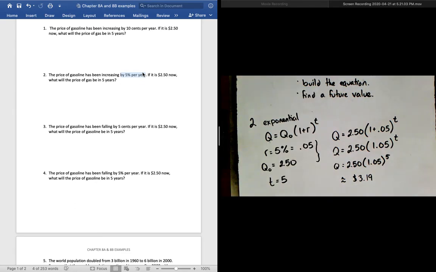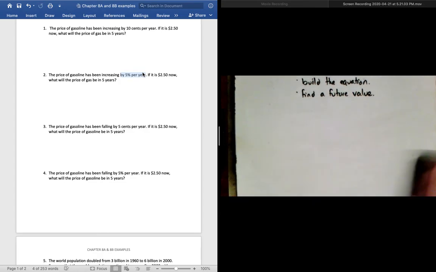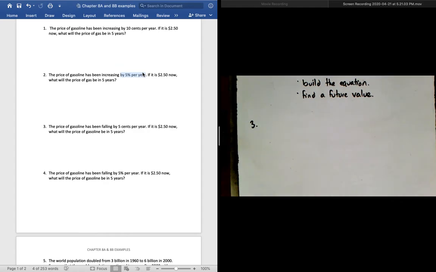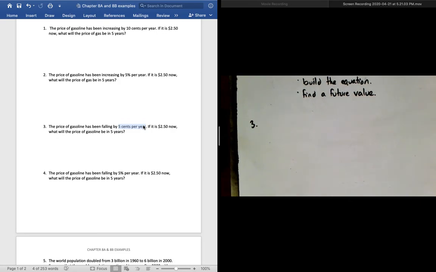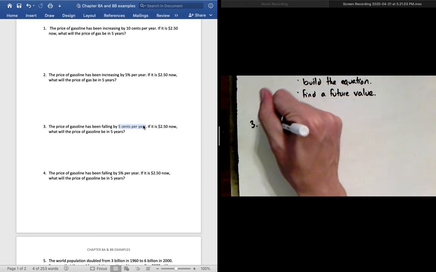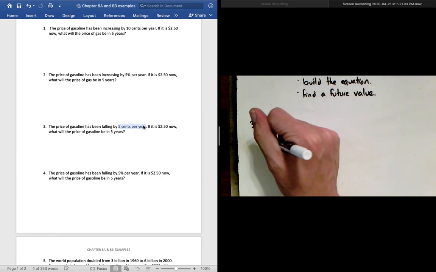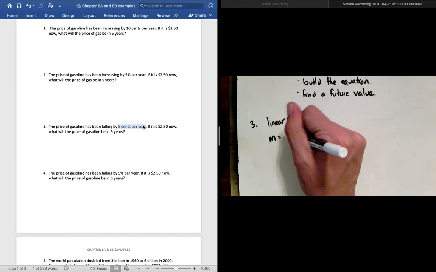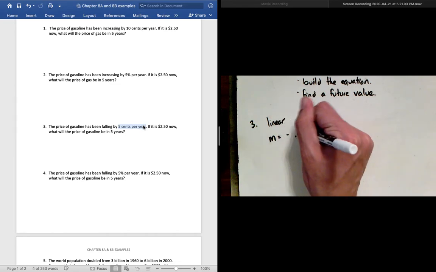We'll try another. Example 3 says the price of gas has been falling by 5 cents a year. If it's $2.50 now, what will the price of gas be in 5 years? Again, it's a constant rate of change, 5 cents per year, over and over again. So we know we should be looking at something that's linear. The M value now, because it's falling by 5 cents a year, should be a negative 0.05.